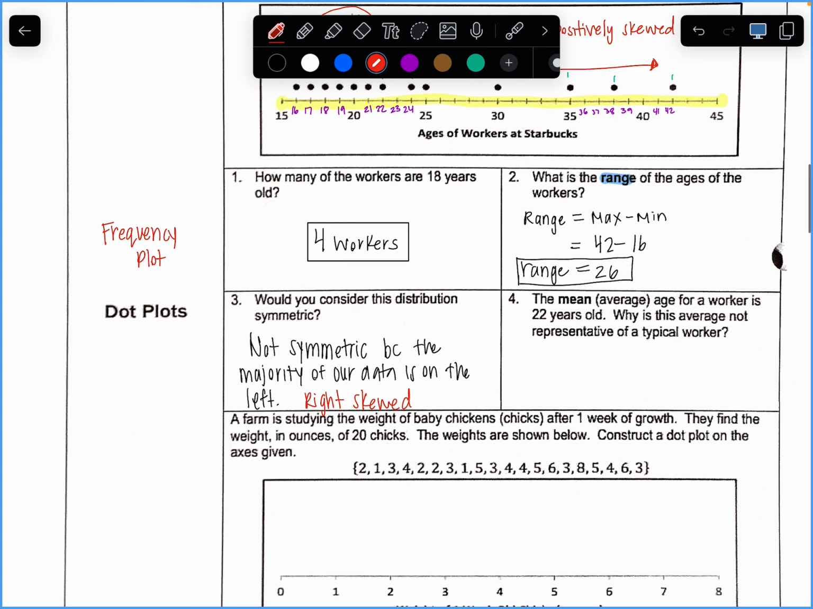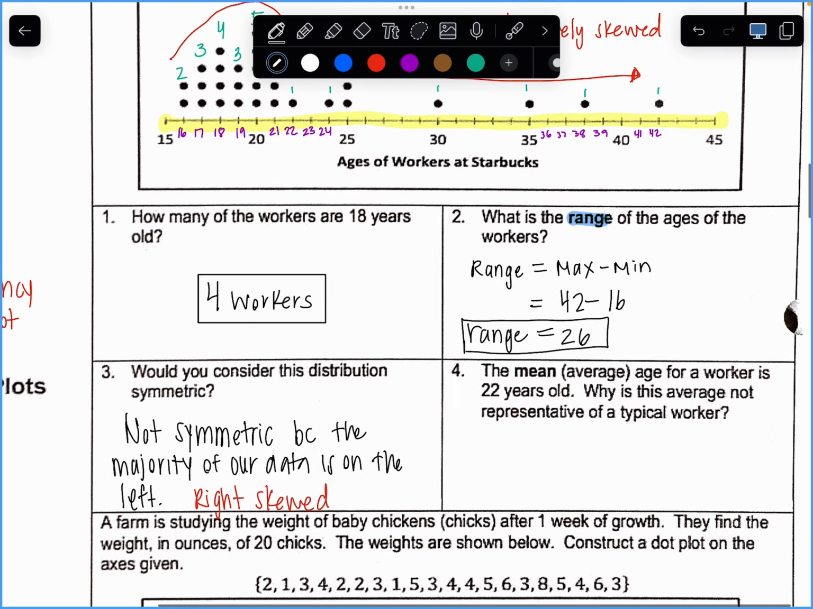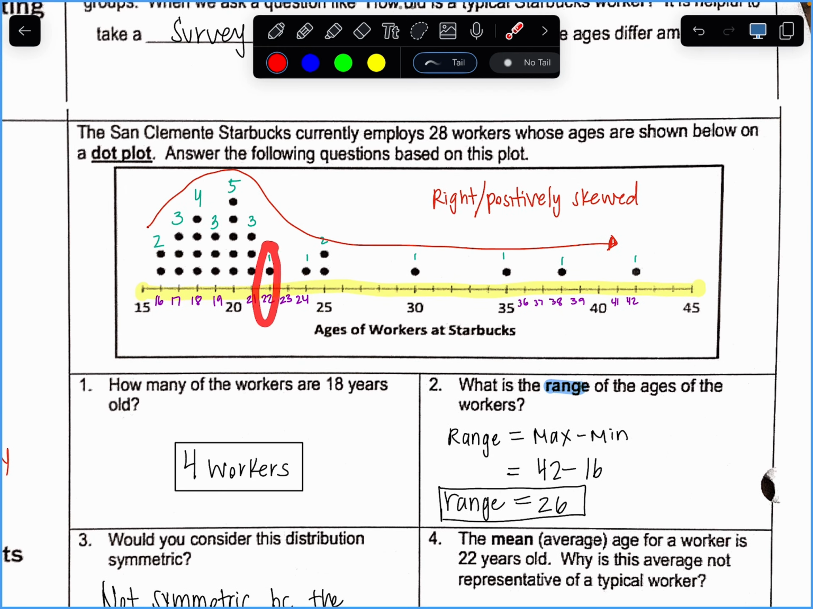Okay, if I tell you the mean, or the average age, for a worker is 22 years old, why is this average not representative of a typical worker? Well, okay, hold on. Before we answer, let's look. Everyone wants to see the 22s here. Do you think that every employee is around the age of 22? There's only one person that's 22.